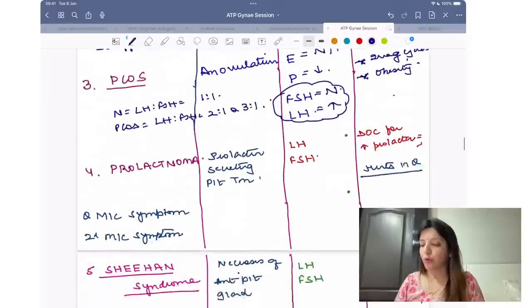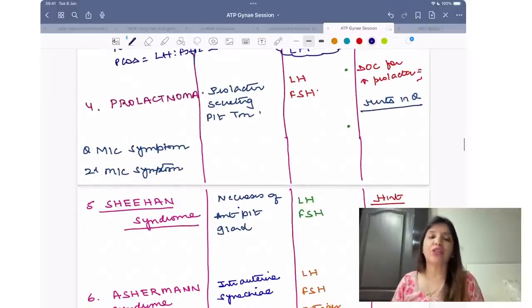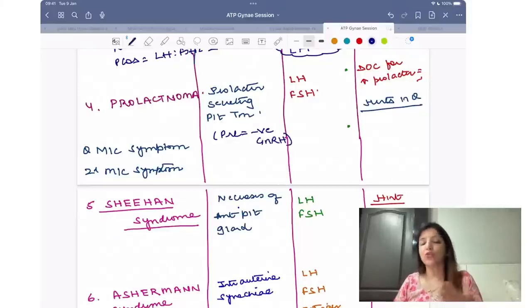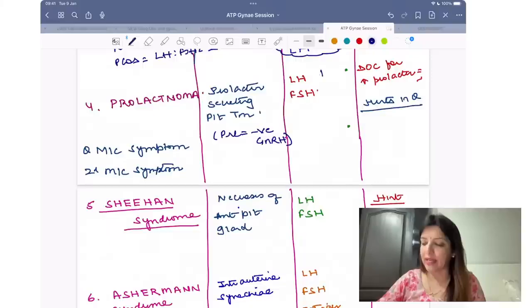Then coming to prolactinoma. Prolactinoma is a prolactin secreting pituitary tumor. As I told you, prolactin has a negative feedback on GnRH. So whenever there is going to be a prolactinoma, LH and FSH levels will be decreased.